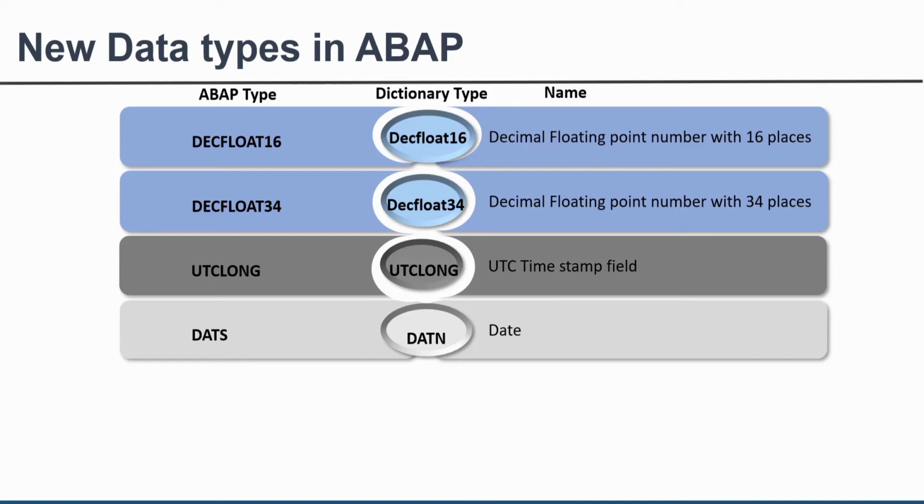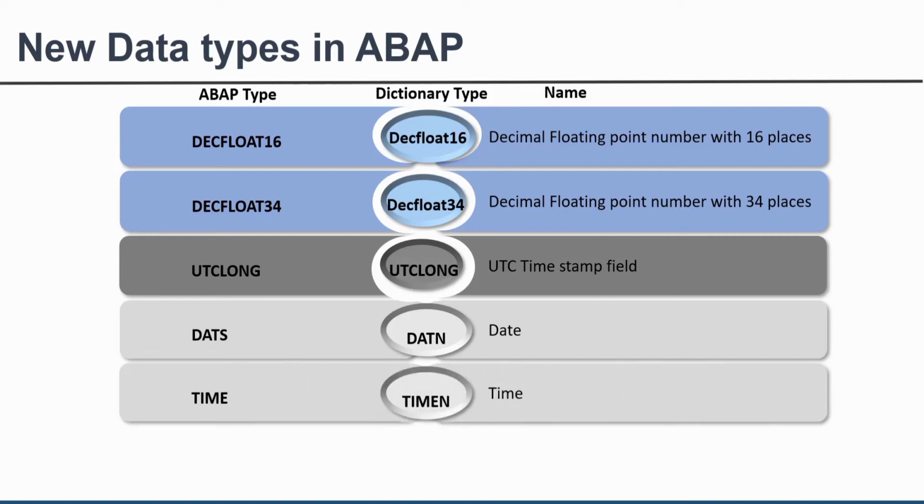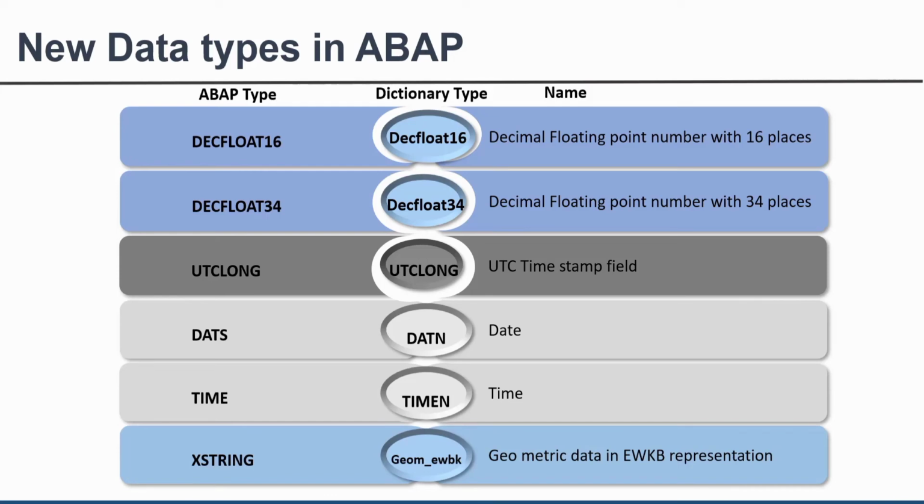Then you have DATN field which is introduced newly in ABAP, which is nothing but similar to DATS field or a date field. You also have TIMN field in ABAP similar to time field, which will represent time in ABAP. And you also have one more new geometric data type, that is GEOM_EWKB.